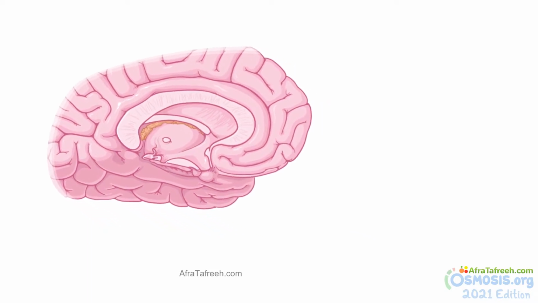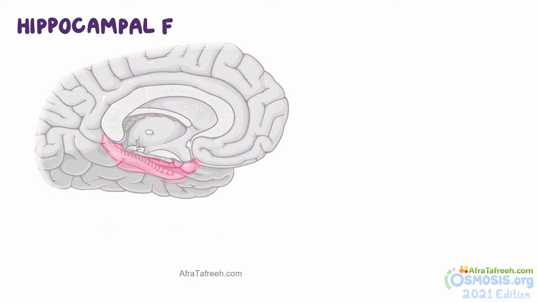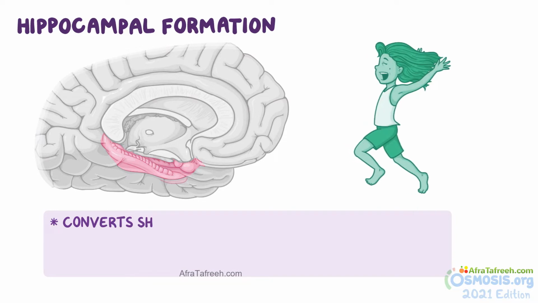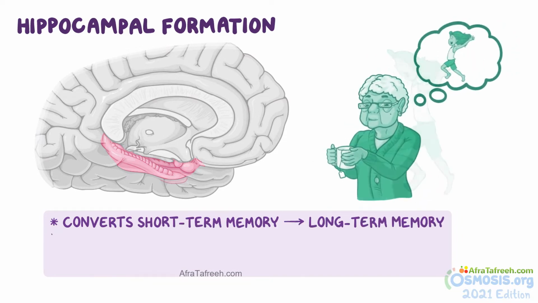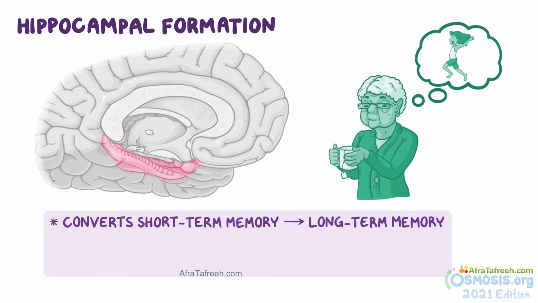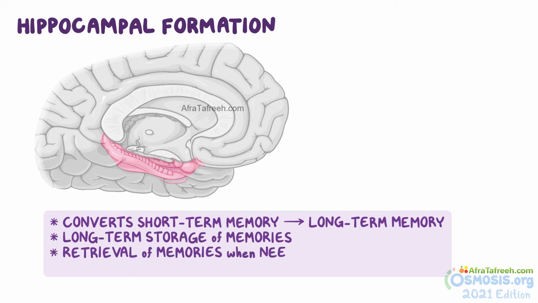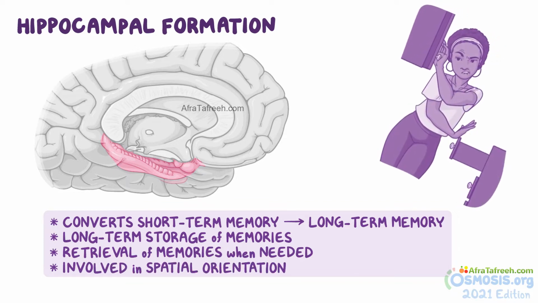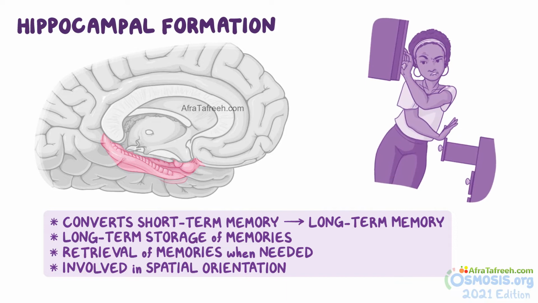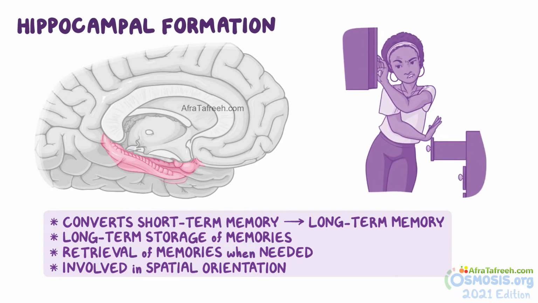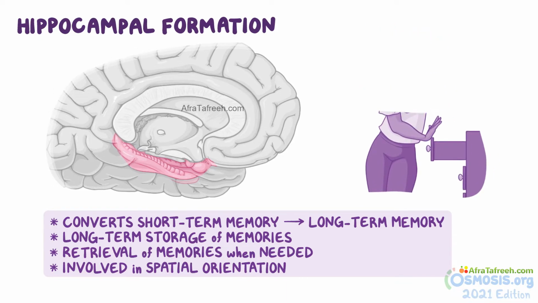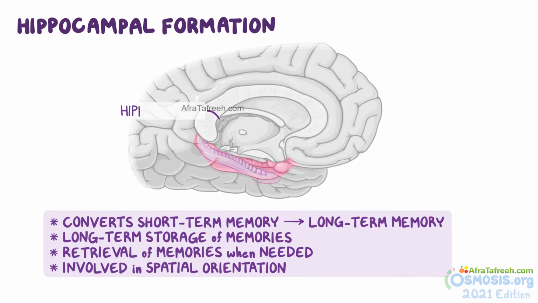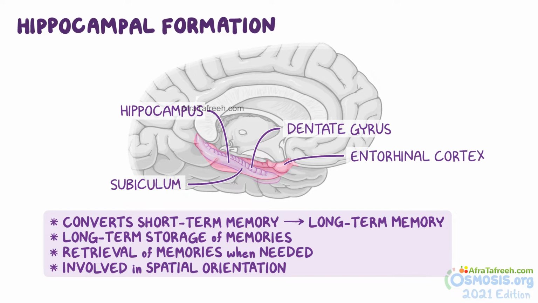Let's take a closer look at each of them, starting with the hippocampal formation, which is crucial for converting short-term memory into long-term memory, shipping those memories into other cortical regions for long-term storage, and assisting in retrieval of memories when needed. It is also involved in spatial orientation, which is the ability to identify the position of our body relative to the objects around us. The hippocampal formation consists of the hippocampus, the dentate gyrus, subiculum, and entorhinal cortex.